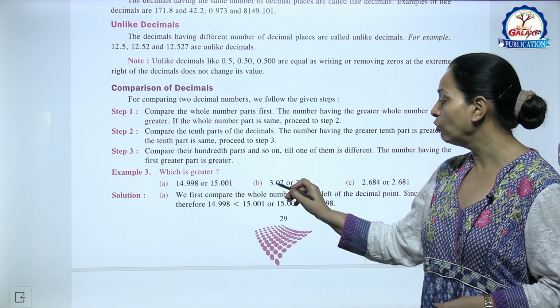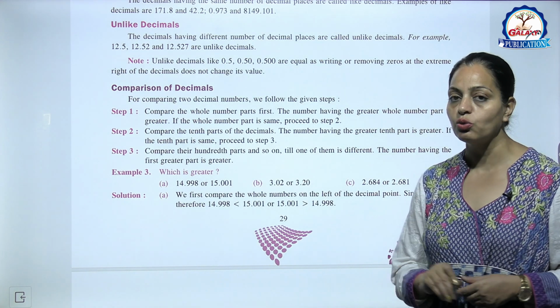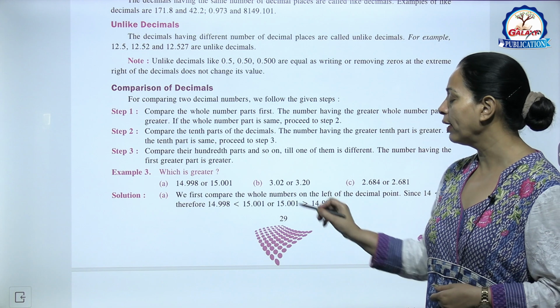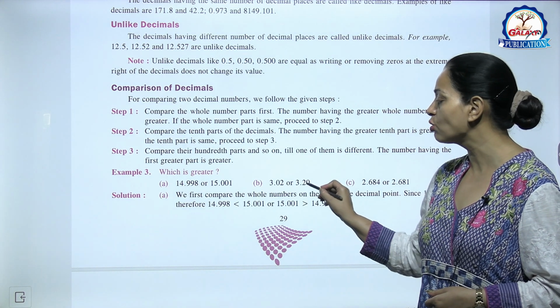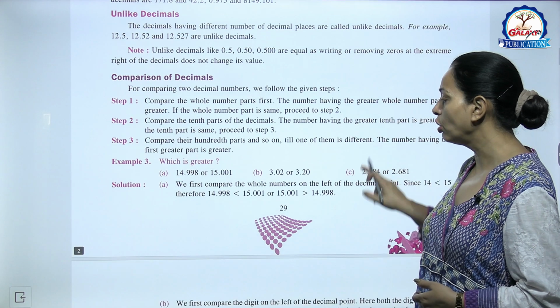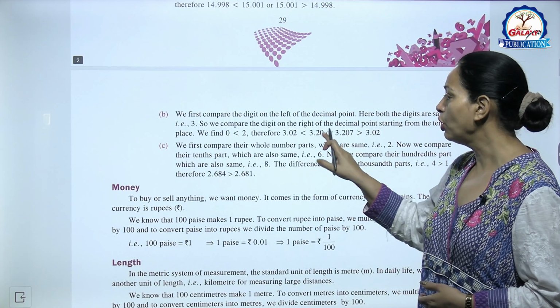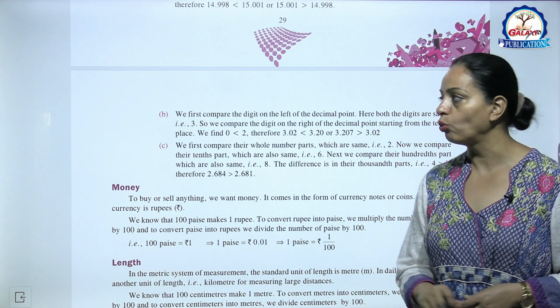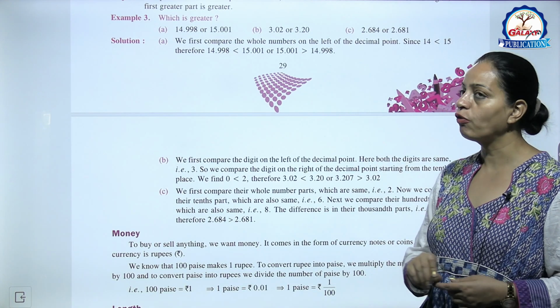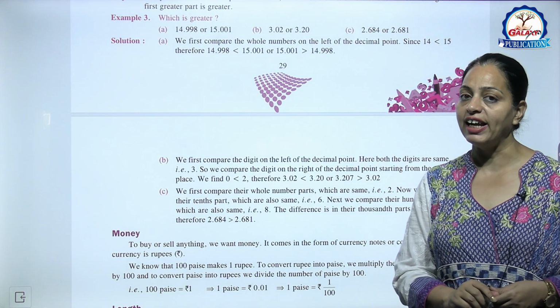Now B part 3.02, 3.20. Now whole part same, 3 same. Now compare 10th part. This is 0, this is 2. And you know 2 is greater than 0. So 3.20 is greater than 3.02, right? Now the next is C part 2.684 or 2.681.